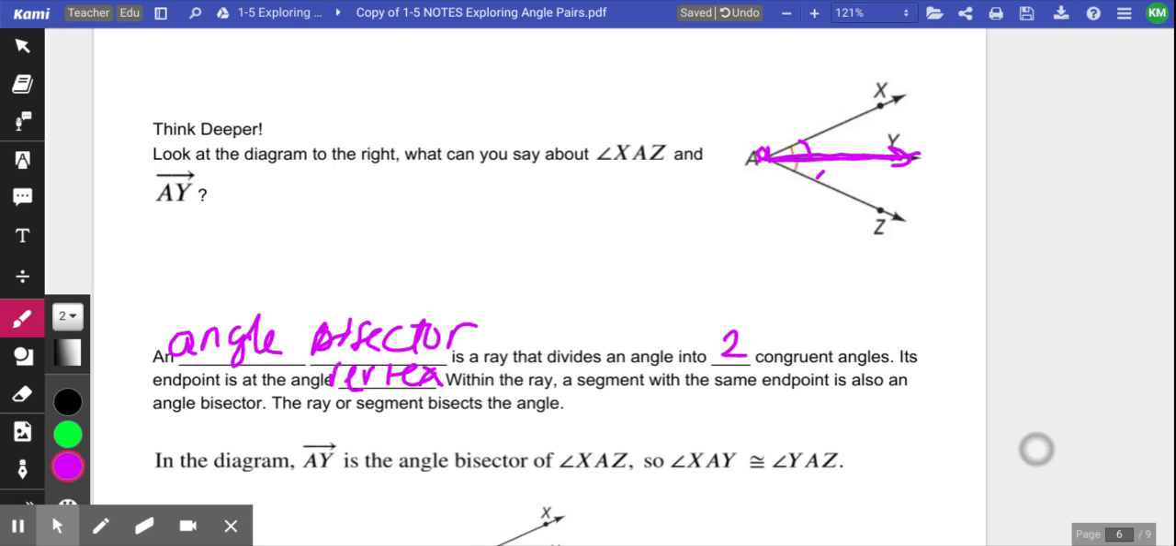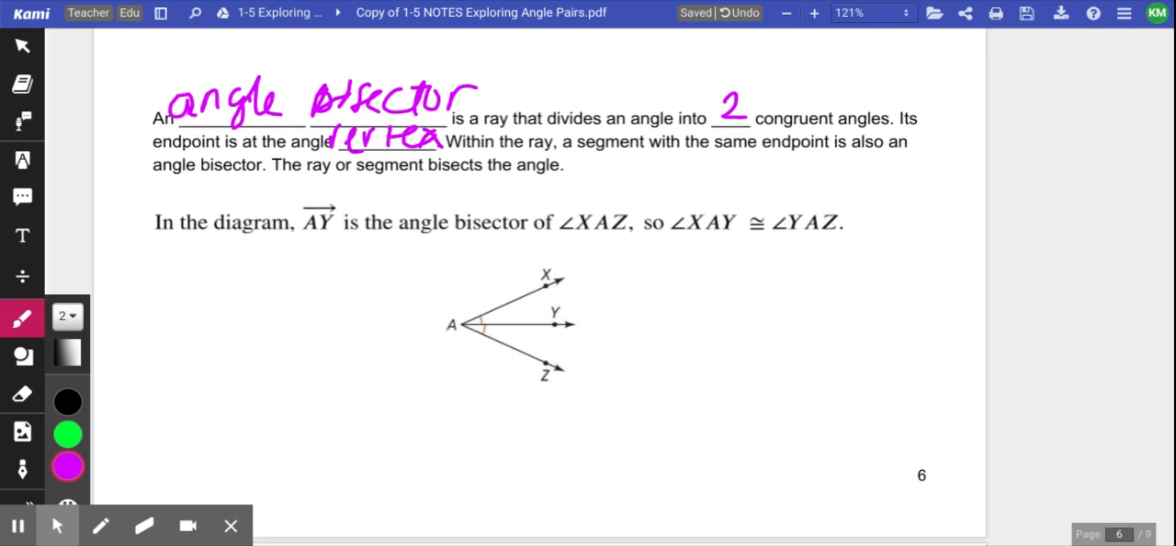So if you take a look at what we have, it says that AY is an angle bisector of this angle. So that means that this angle is congruent to this angle. Remember, 2 angles that are congruent are also equal. So an angle bisector creates 2 equal angles. One angle here, another angle here. And those would be your congruent angles.